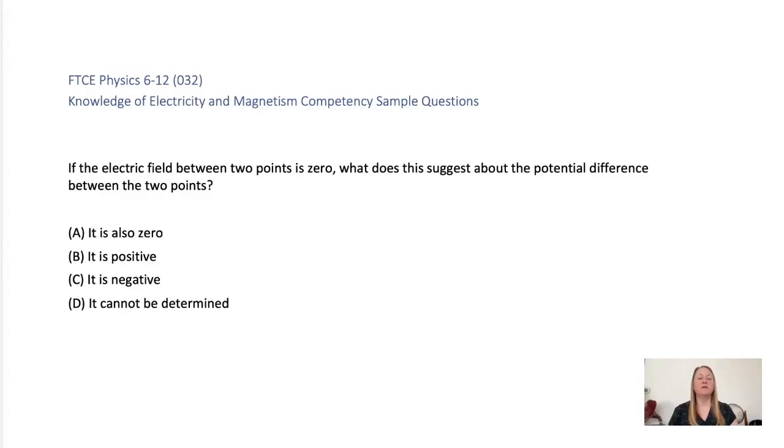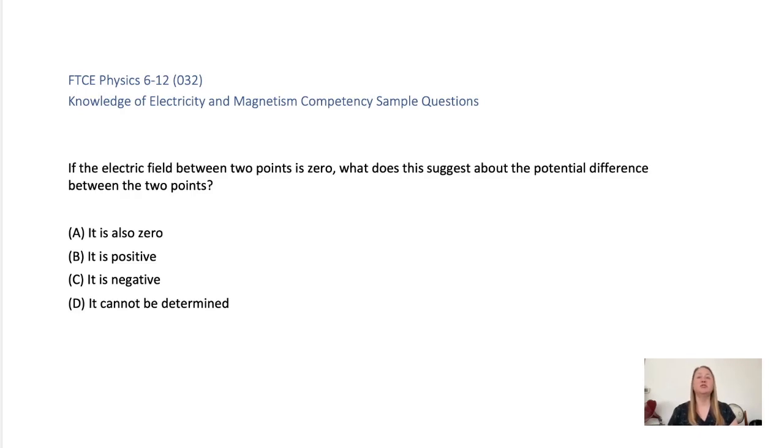If the electric field between 2 points is zero, what does this suggest about the potential difference between the 2 points? A, it is also zero. B, it is positive. C, it is negative. D, it cannot be determined. Let's do a process of elimination.